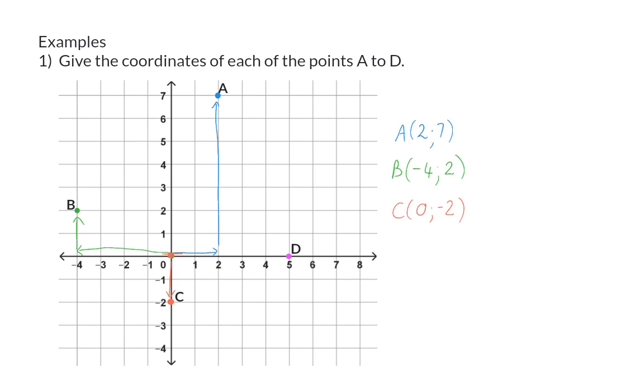And lastly, we have point D, and for this one we move 5 units to the right on the x-axis, and we do not move up or down, so the vertical movement is 0.